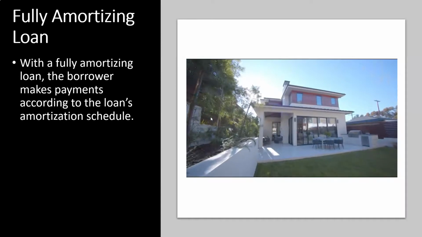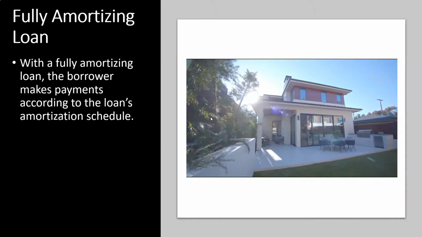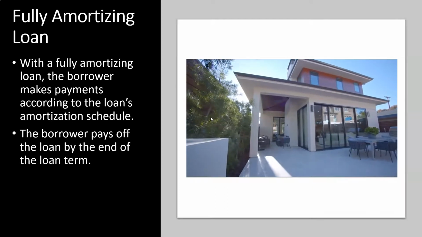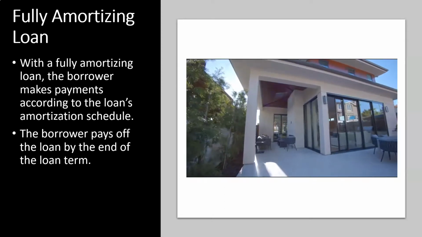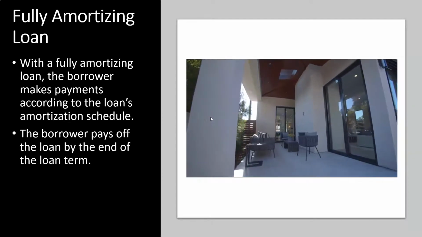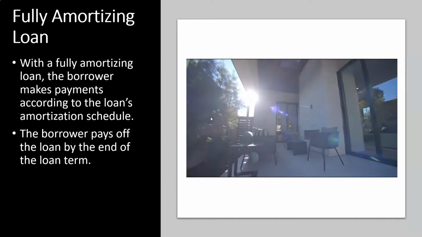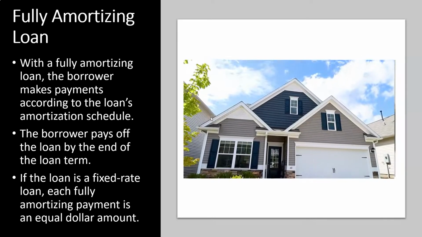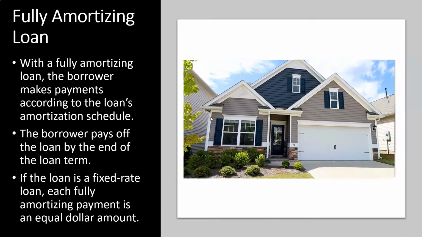So this is going to be with a fully amortizing loan. The borrower makes payments according to the loan's amortization schedule. We will work on making amortization schedules. That really helps to understand these things, to just put together some of these schedules. The borrower pays off the loan by the end of the loan term. So you've got a standard installment situation. By the end of the loan term, you should be at zero if it was properly amortized.